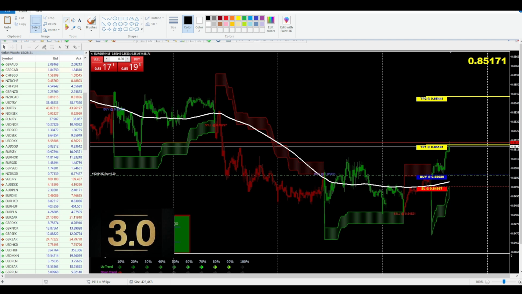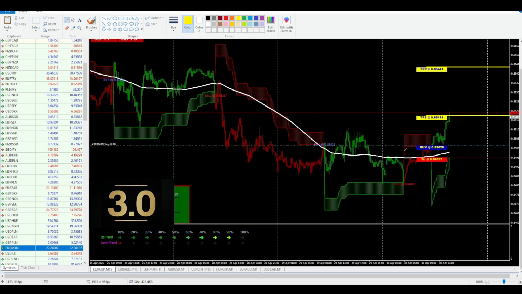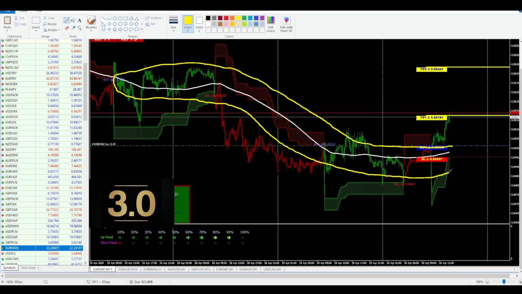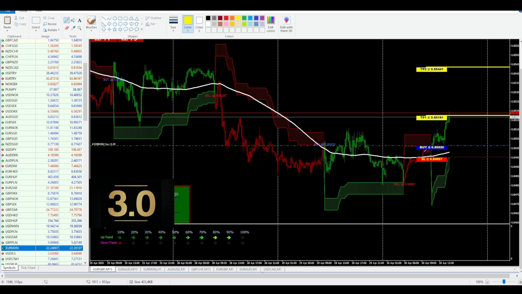Remember guys, let's go through the components of our trading system. If you look at the price chart, you'll notice there's a white line on the price. You see that white line? That's the 100 moving average that I was referring to.